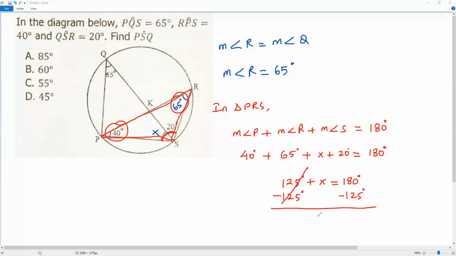So this one will cancel out. I get X here. When I subtract 125 degrees from 180 degrees, the answer will be 55 degrees. So the value of X is 55 degrees. So X stands for the measure of arc PSQ. So the measure of arc PSQ is 55 degrees. The correct answer choice is option C.